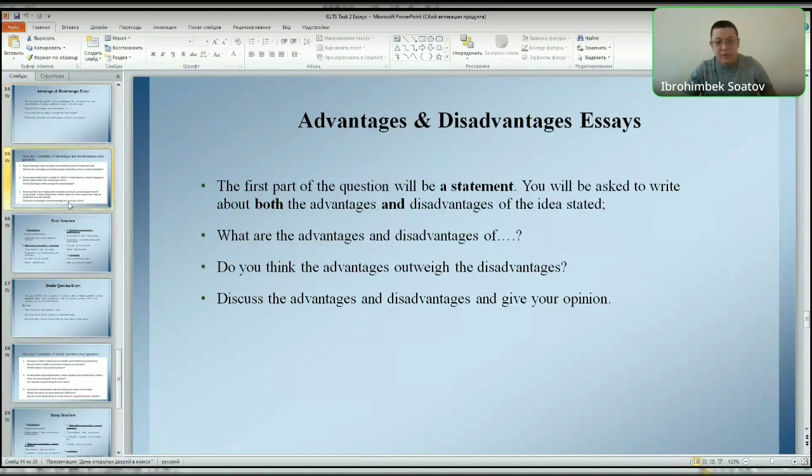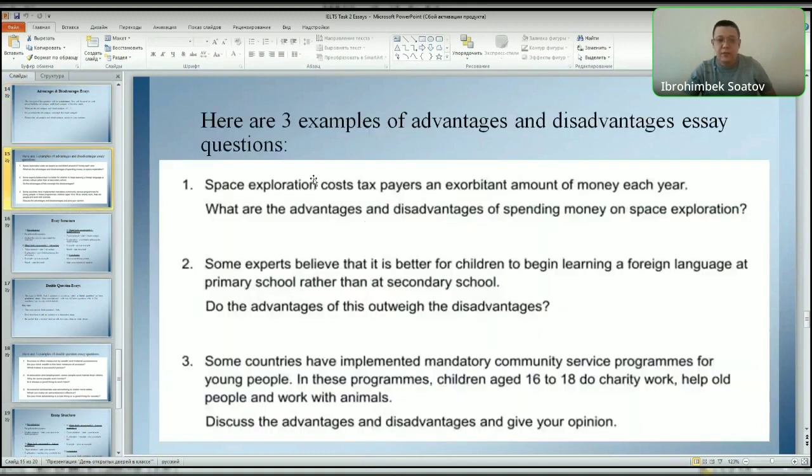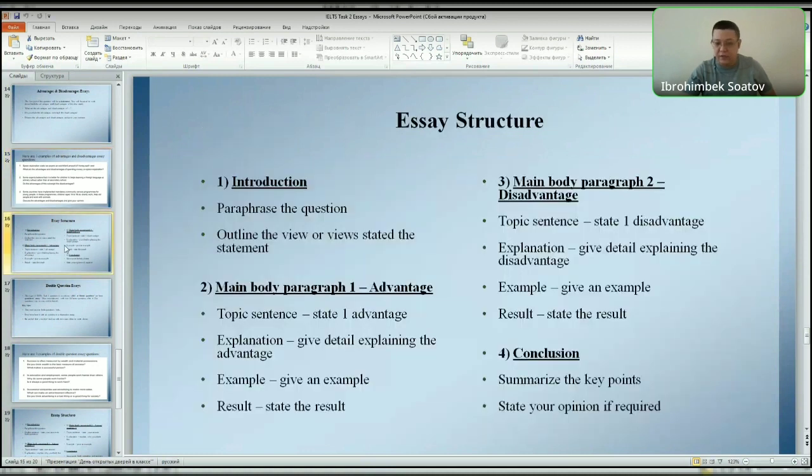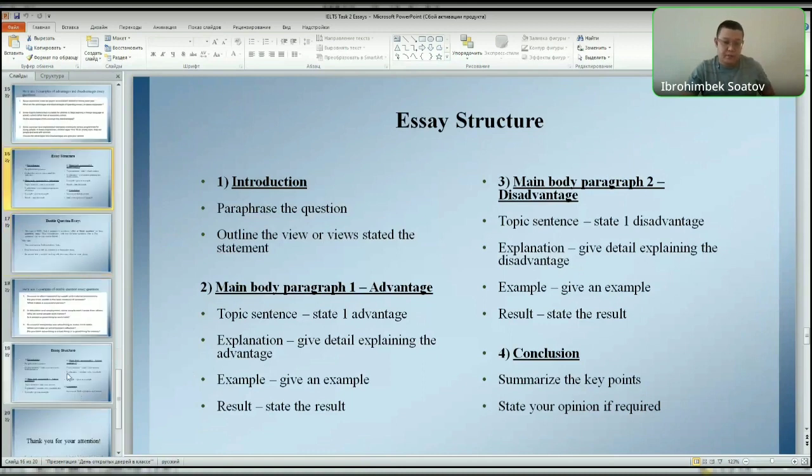So these are some sample questions for advantages and disadvantages, and this is the essay structure. And you shouldn't forget one thing: we can use this essay structure not only for advantages and disadvantages or problem solution essays, but also for the other types of essay.